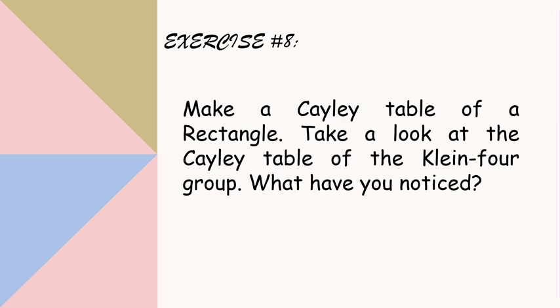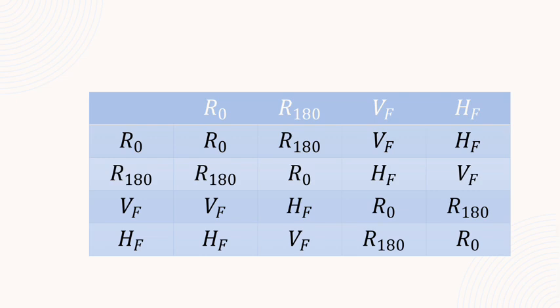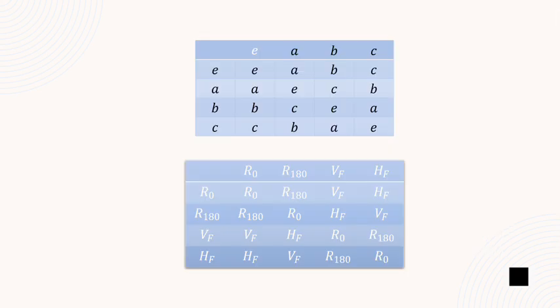Now let's proceed to another page, which is exercise number 8. Make a Cayley table of a rectangle. Take a look at the Cayley table of the Klein 4 group. What have you noticed? By making a Cayley table, we came up with this answer. By definition, the Klein 4 group is an abelian group with 4 elements, in which each element is self-inverse and composing any two of the 3 non-identity elements produces the third one. Therefore, the rectangle dihedral group is a Klein 4 group.